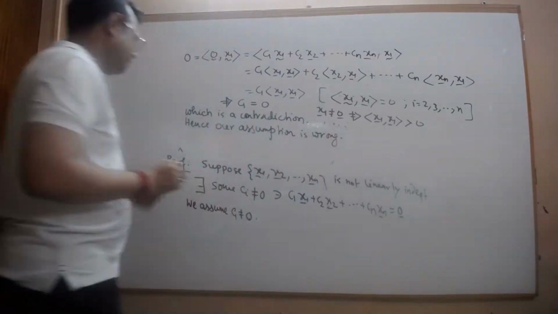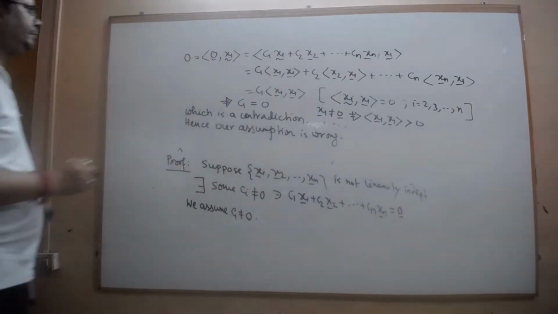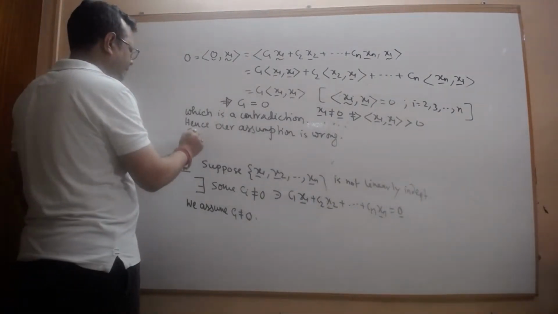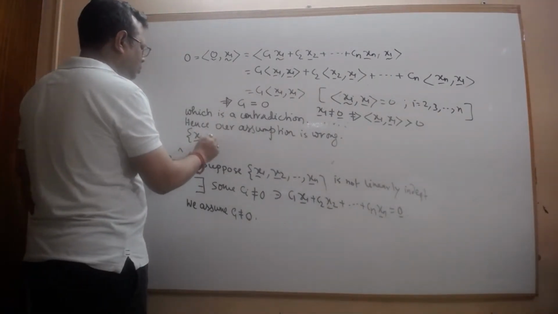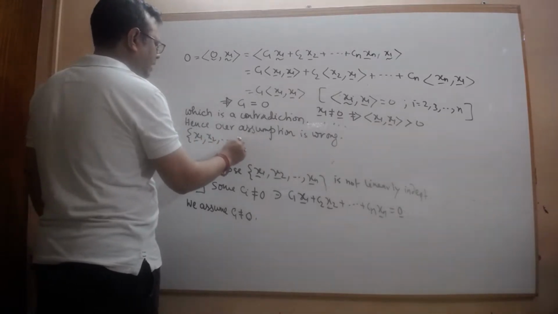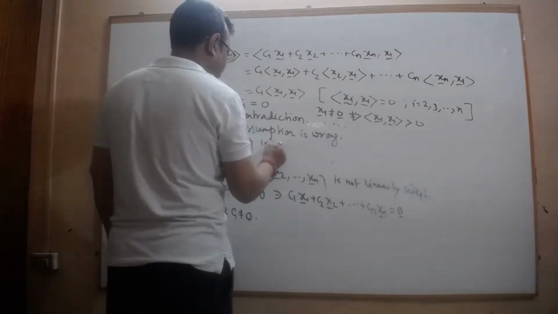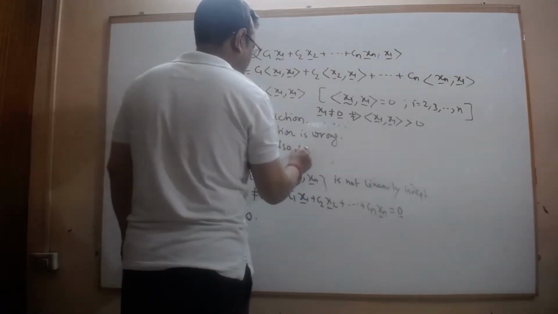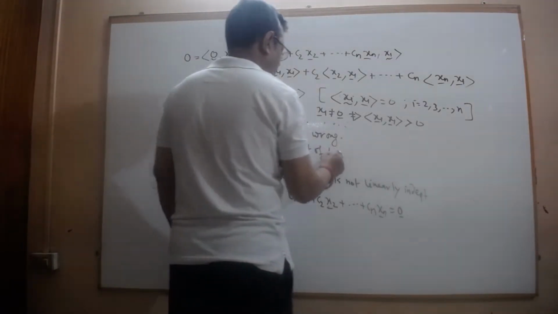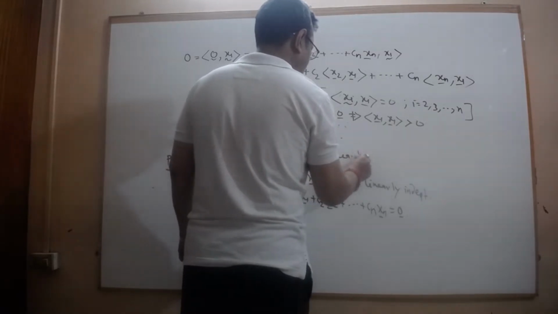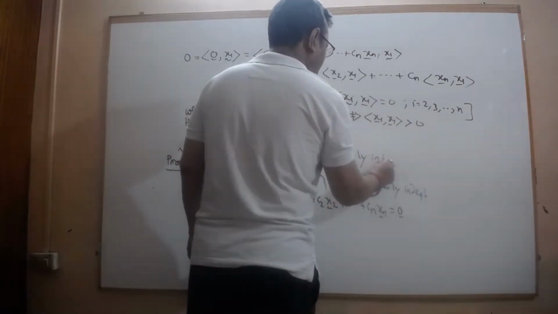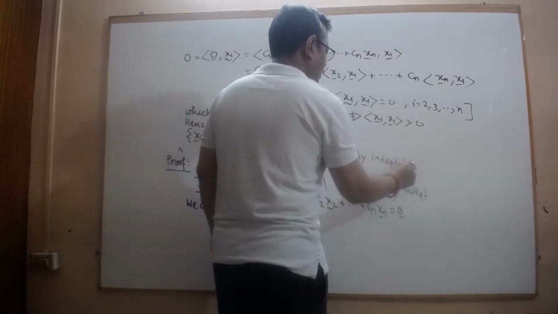Therefore, x1, x2, up to xn is a set of linearly independent vectors.